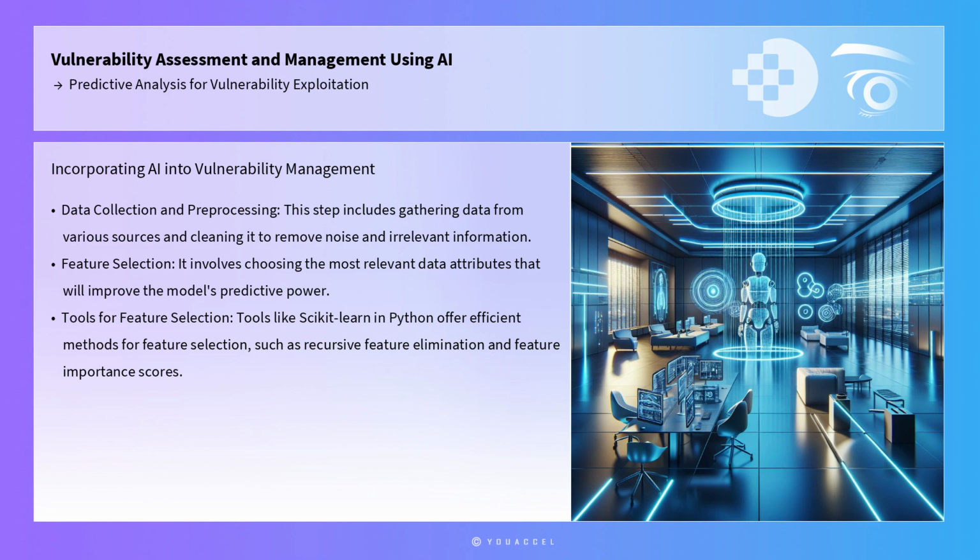Incorporating AI into vulnerability management involves several steps. First, data collection and pre-processing are essential. This step includes gathering data from various sources and cleaning it to remove noise and irrelevant information. Next, feature selection is crucial. It involves choosing the most relevant data attributes that will improve the model's predictive power. Tools like scikit-learn in Python offer efficient methods for feature selection, such as recursive feature elimination and feature importance scores.